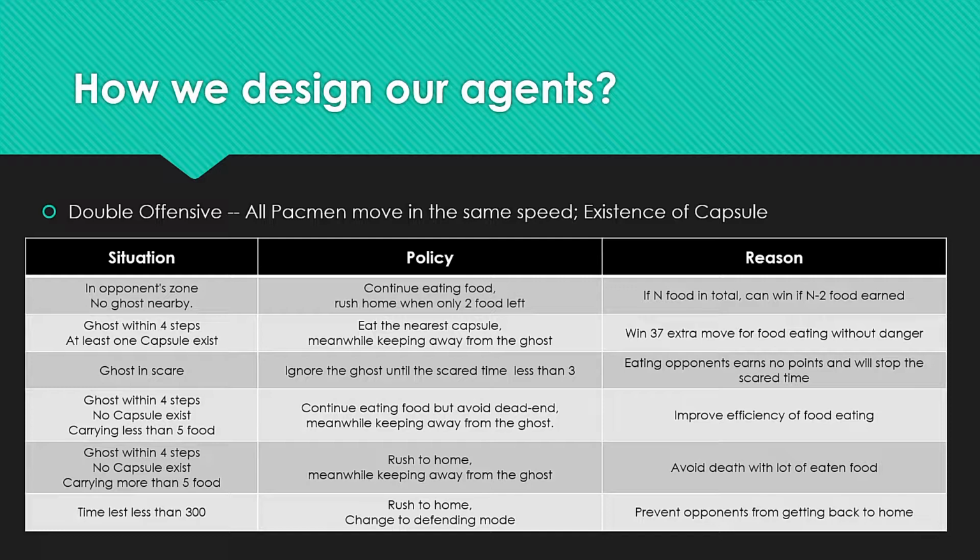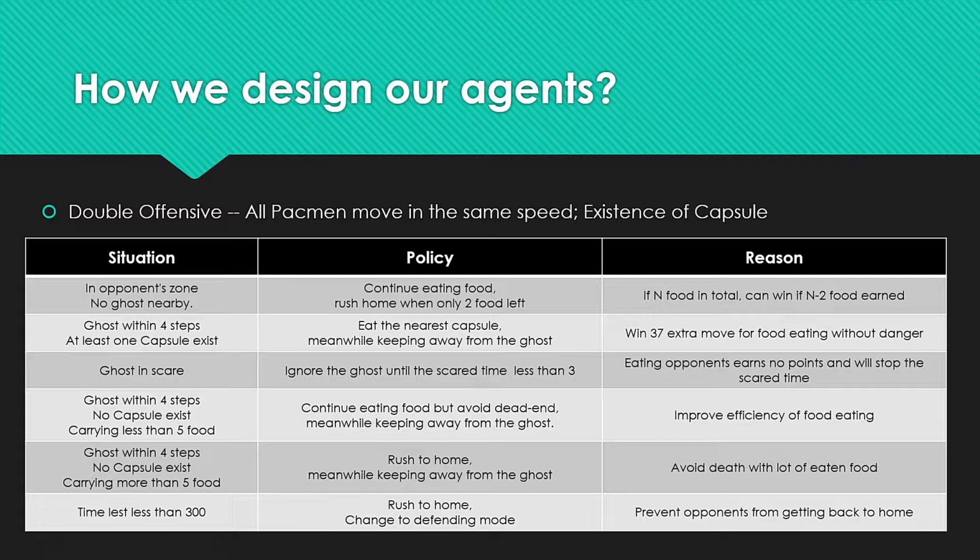In situations 2, 4, and 5, where the nearest ghost is 4 steps away, in order to improve efficiency of eating, if a capsule doesn't exist, the Pacman continues eating food while keeping away from the ghost until it carries more than 5 food, then it goes back home while escaping from ghosts. Otherwise, the Pacman chooses to eat the nearest capsule while keeping away from the ghost.